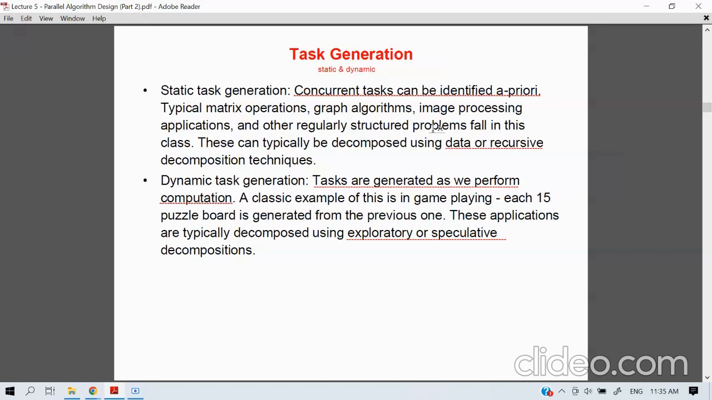Okay, so that's why you can implement static task generation. So this can typically be decomposed using what? If you know exactly the concurrent task, you can implement data or recursive decomposition technique. If you do not know the concurrent task earlier, and only when we execute the task we know, oh, this one we need to try and error, right? So that one we call dynamic task generation.